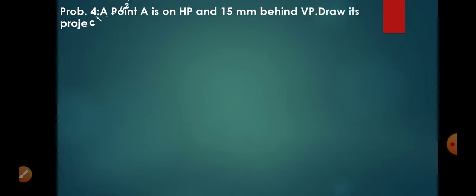The first problem, this is the third problem based on the point. They are asking here to draw the projection of a point. The name of the point is A, and the location of the point A is on the HP and in front of the VP, right? So I will solve the problem here.